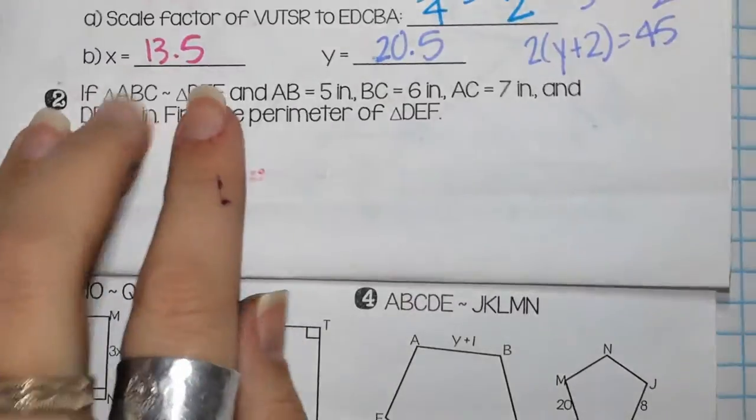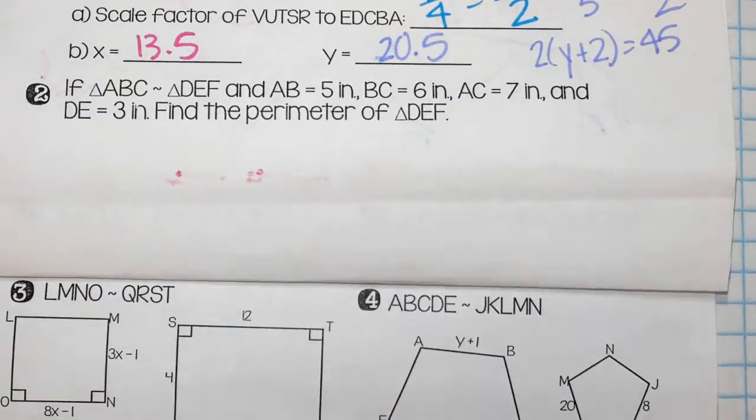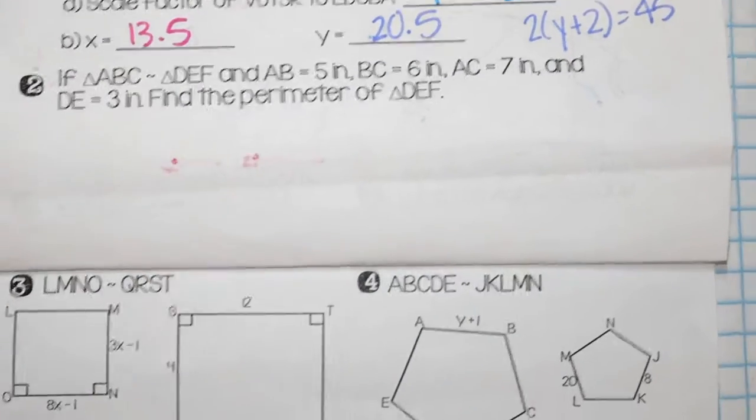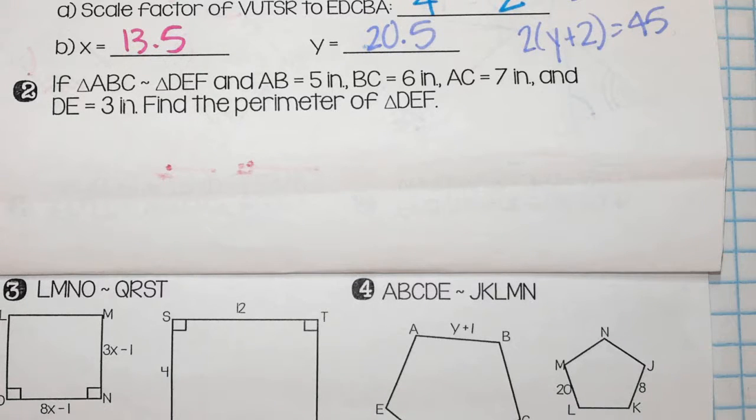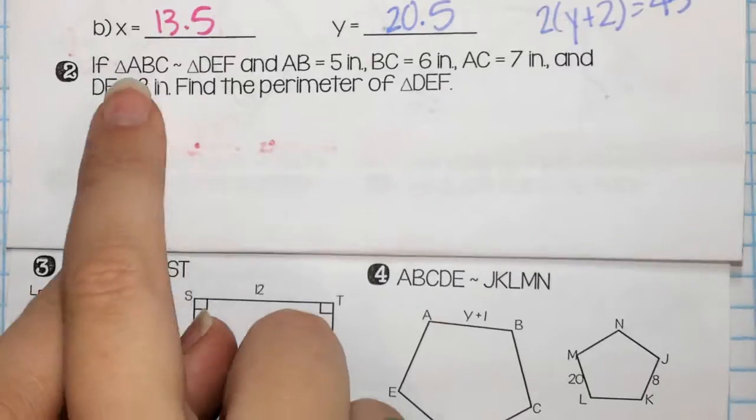Number 2. All right. It says if triangle ABC is similar to triangle DEF, and AB is 5, BC is 6, AC is 7, and DE is 3, find the perimeter. What should we do first? Make a ratio. Before we do anything, what should we do? Look at it. Do we have the triangles?